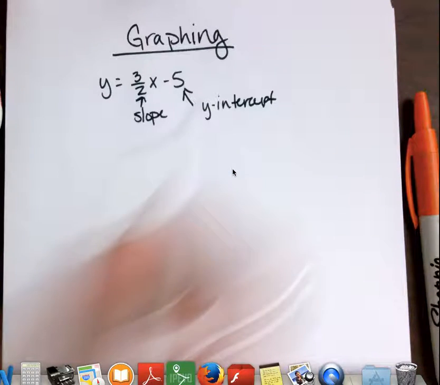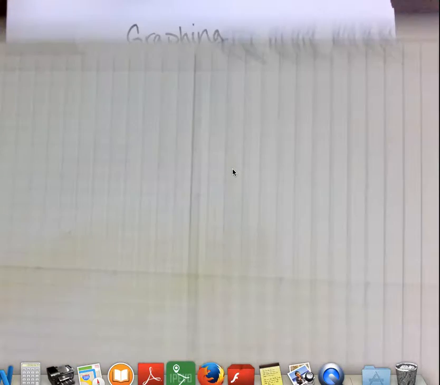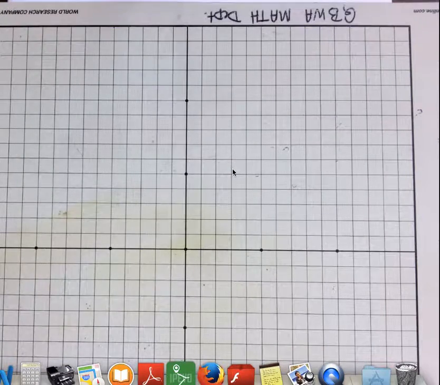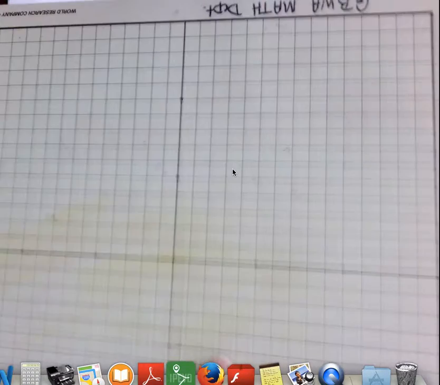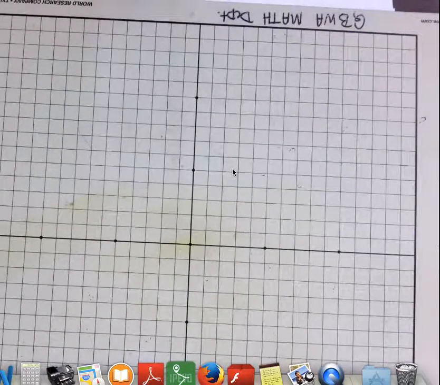All right, if I'm going to graph this, I need to start with my y-intercept and then use my slope to find the next point. Whenever you're graphing, you want to make sure that you're graphing at least 3 points, okay? And that you have a straight edge. So I got my straight edge, I got a ruler here. And I'm going to use pink right now.